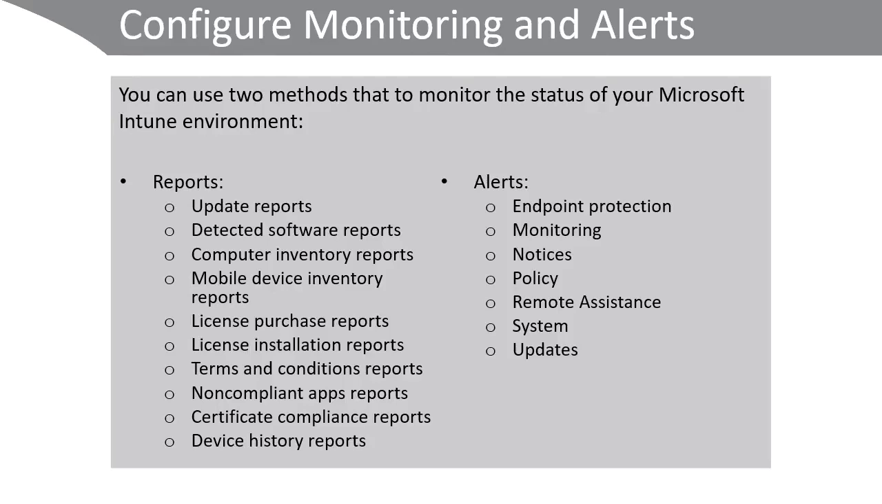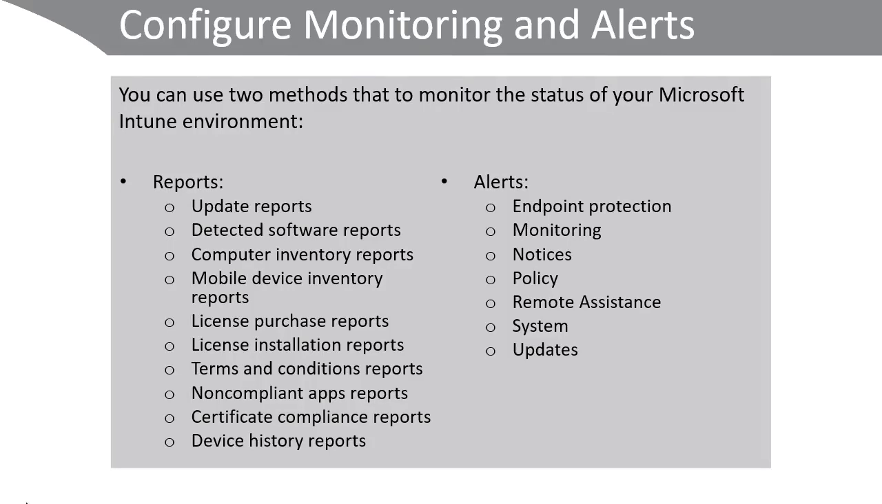Update reports show the software updates that succeeded on computers in your organization, and they might provide information about updates that failed or pending updates. Detected software reports show software installed on computers in your organization and include the software versions. Computer inventory report shows information about managed computers in your organization. Mobile device inventory report shows information about mobile devices. License purchase reports show the software titles for all licensed software.